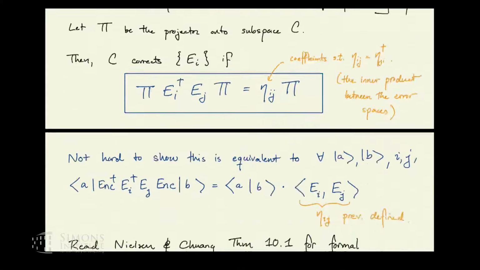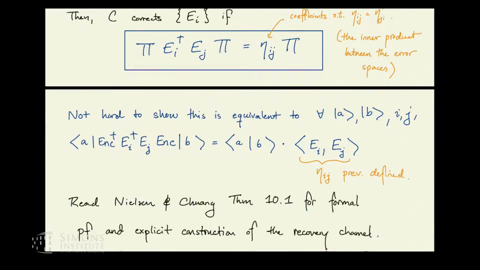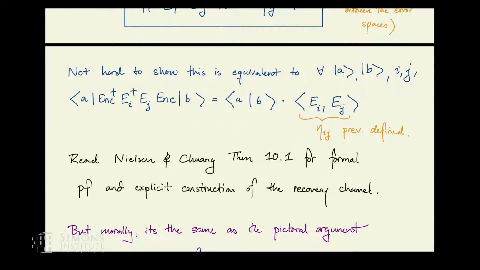And why is this the case? Well, it's not too hard to show that this is equivalent to the following statement: for any two vectors in my initial space, A and B, if I look at the inner product post-errors of those vectors, that's going to be the equation on the left, right? Because this here is the encoding of B, and this is the error E_j applied to that state. And on the other side is the same thing, except the error E_i is applied to the state A. What I should get is just the inner product initially, whatever the inner product was in the original space, times the inner product between the errors. You can formalize this, and if you want to read what the exact recovery operator is, you can read the version in Nielsen and Chuang. But I really think that just the pictorial argument entirely captures this notion.